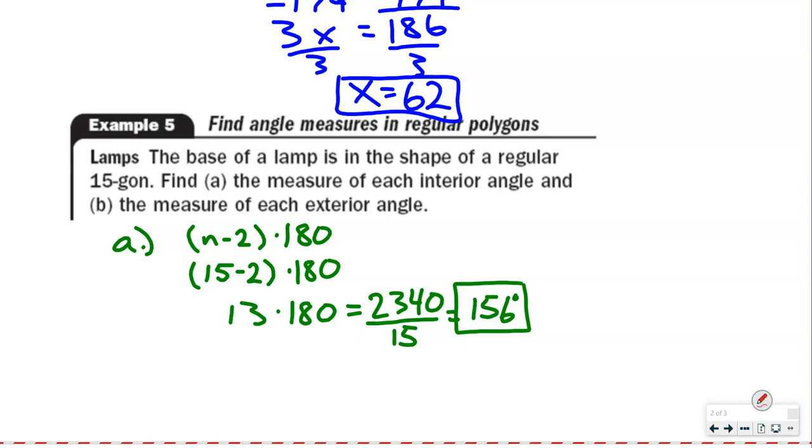And then lastly, we want to figure out our exterior angles. All of our exterior angles are going to be the same because it's a regular polygon. And our formula for our exterior angles was all of the angles have to add up to 360. So I can take 360 divided by the number of sides, or the number of angles, which is 15. 360 divided by 15 gives me 24 degrees. Each exterior angle is 24 degrees.